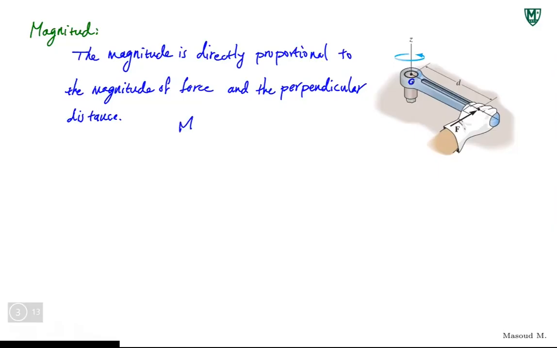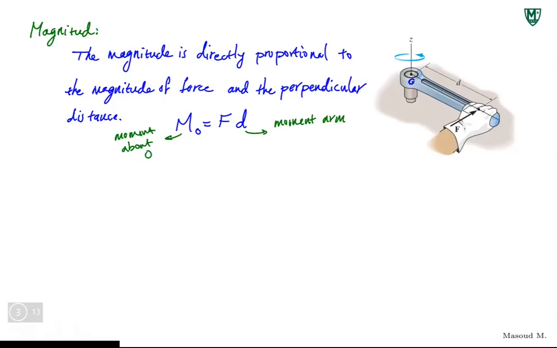The magnitude of moment about point O is the magnitude of force times the perpendicular distance. We call this perpendicular distance the moment arm. Right? So if I want to put it here, this is the moment about O. This is the magnitude of force F, and D, I call it the moment arm, which is basically the perpendicular distance. So that would be the magnitude of a moment.